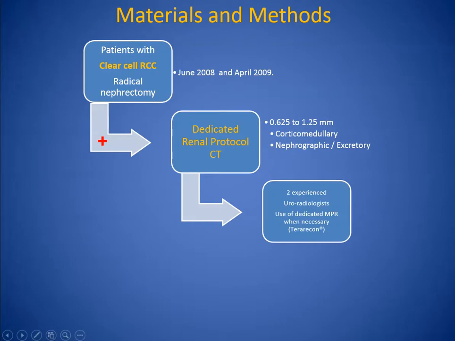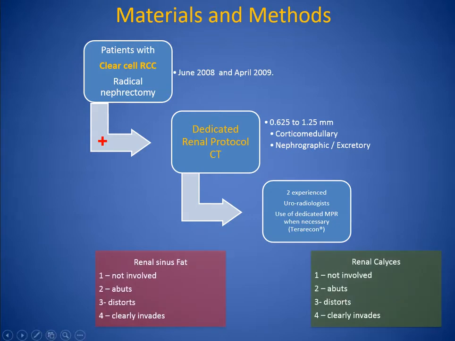Our study population were patients with clear cell renal cell carcinoma who underwent radical nephrectomy, who also had a dedicated renal protocol CT scan in our institution between 2008 and 2009. Renal protocol CT in our institution includes thin slice CT scans with corticomedullary, nephrographic and excretory phase images. All these studies were read by two experienced uroradiologists independently, and the imaging was reconstructed in multiple angles when necessary.